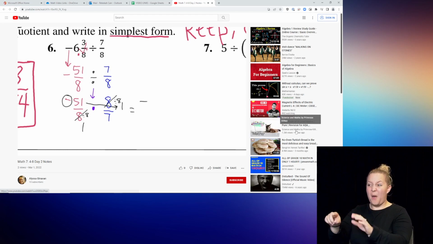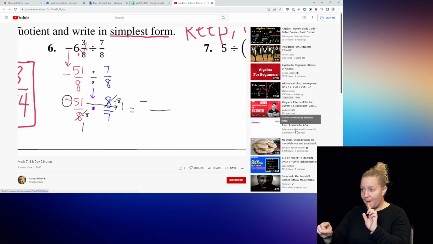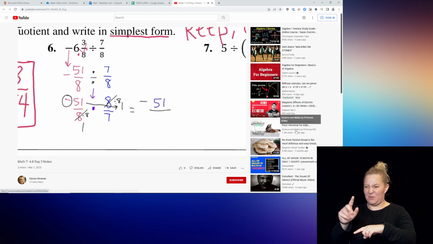So I know my final answer is going to be negative. And then I'll have my fraction bar right here. 51 times 1, we get 51. And then 1 times 7, we get 7. And then, like I said, make sure it is in simplest form.